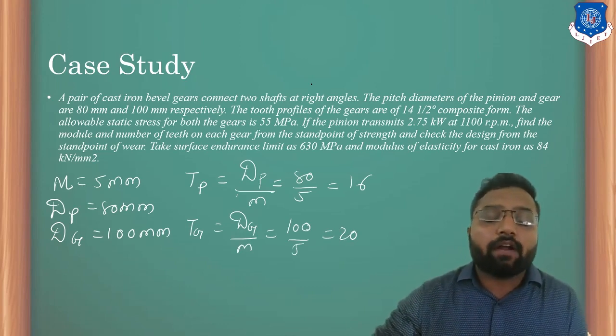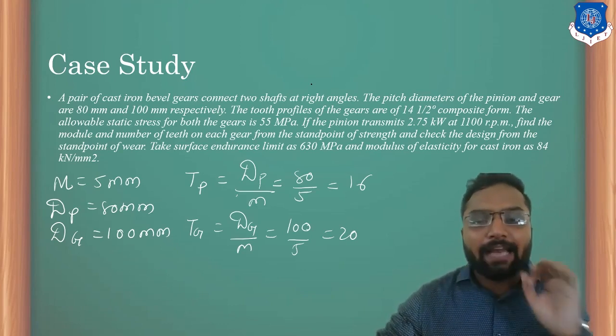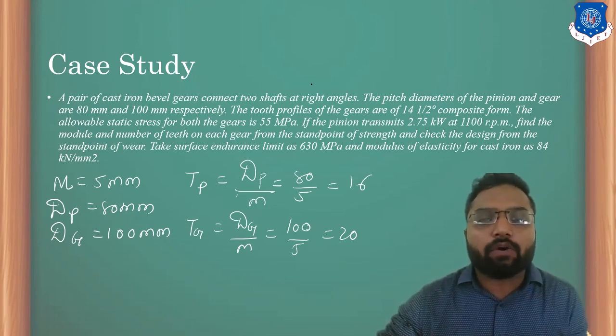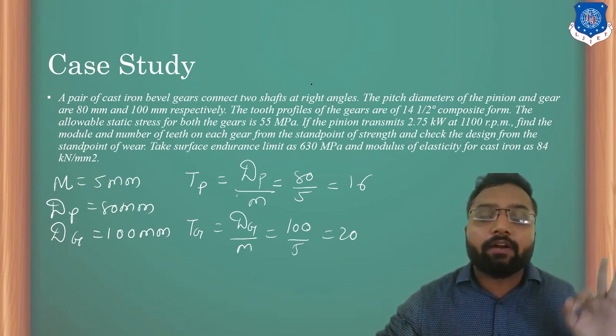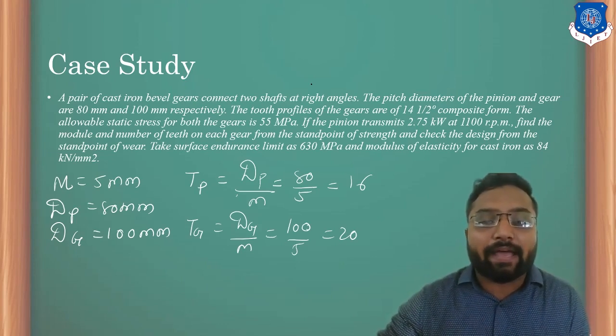So here, depending on the module, what have we found out? We have found the number of teeth on the pinion and gear. In the last lecture, we found our value of module, depending on our thrust load. How did we find the thrust load? It depends on the material, where the allowable stress is 55 megapascal.